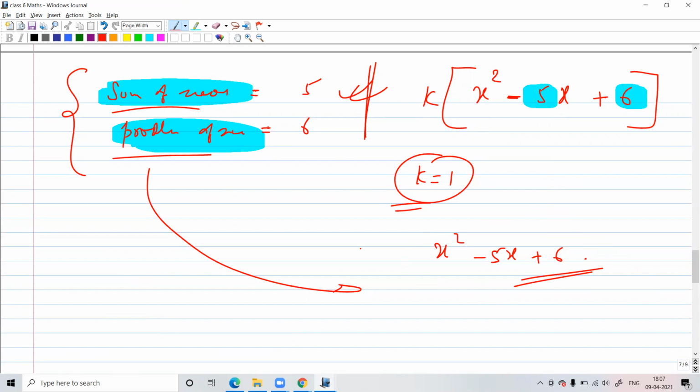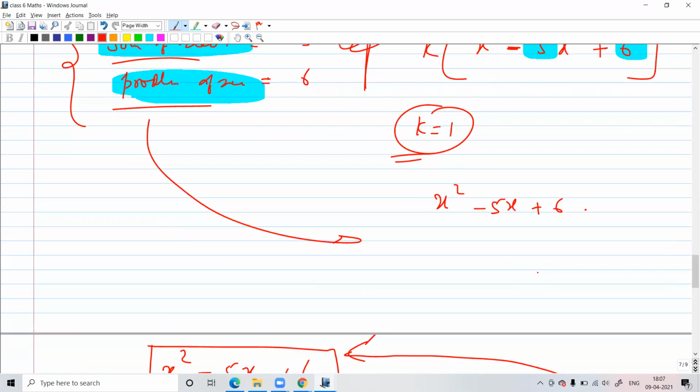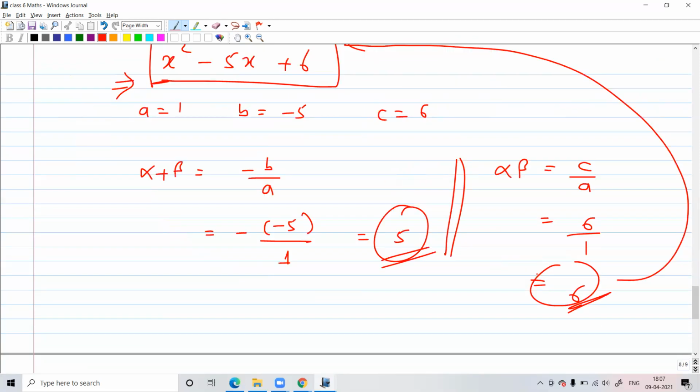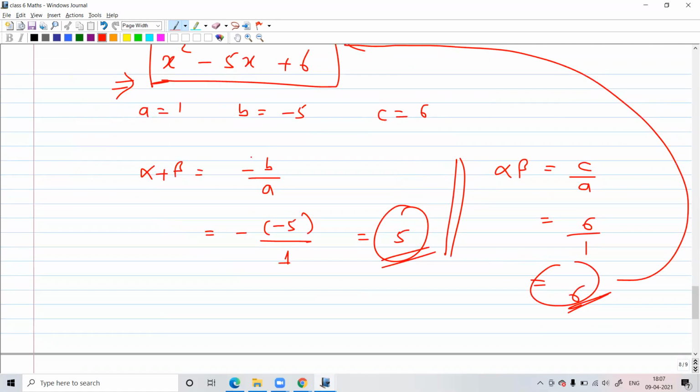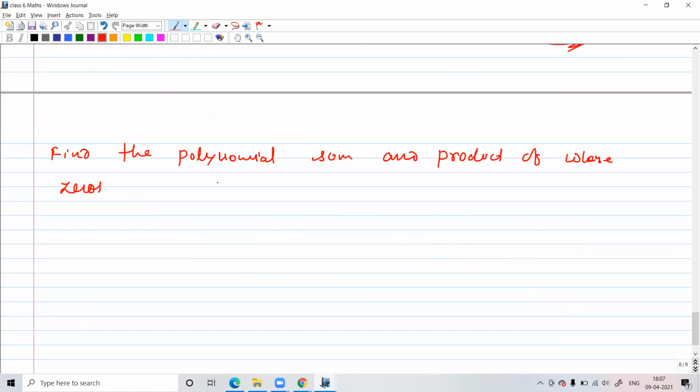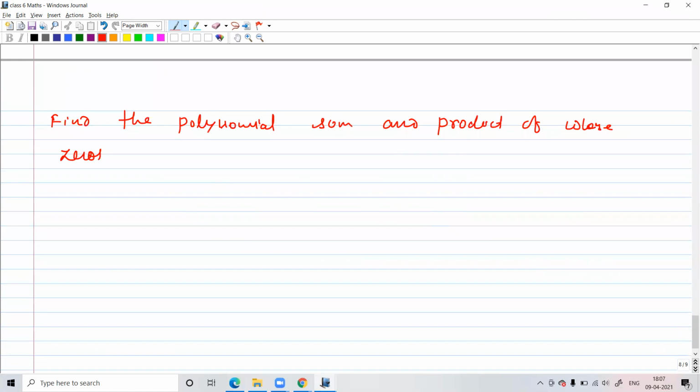If they ask you sum of zeros is 5 and product of zeros is 6, write the polynomial like this: x square minus 5x plus 6. All right, and since Charan asked, we did a verification also. Once we had found this x square minus 5x plus 6, we verified that alpha plus beta actually turns out to be 5 and alpha into beta turns out to be 6. Okay. Fine. So let's take one example question today before we end the class.